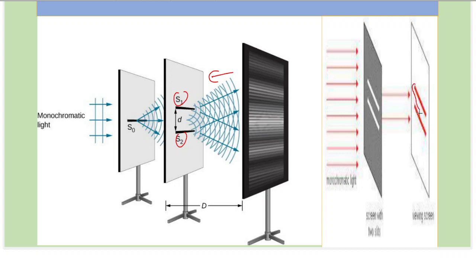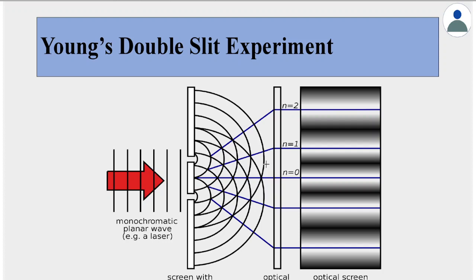Here is another view of the same thing. These are the patterns on the screen. As seen here, we get alternate dark and bright bands. To understand in a better way, let's recall what happens in the experiment.